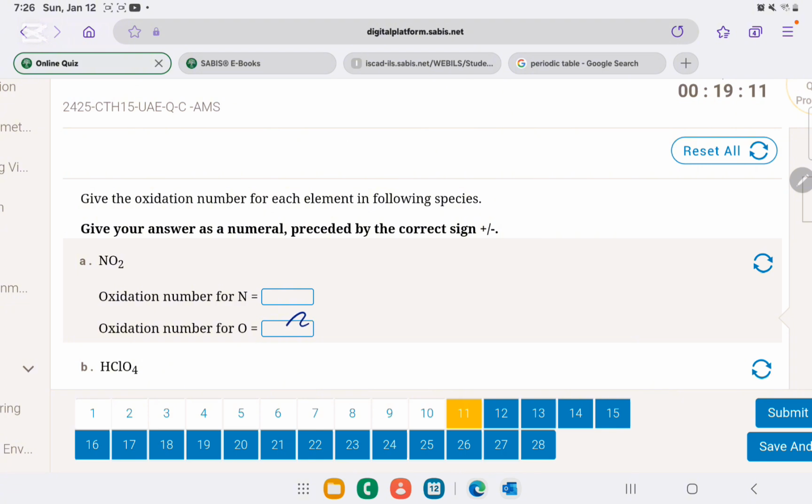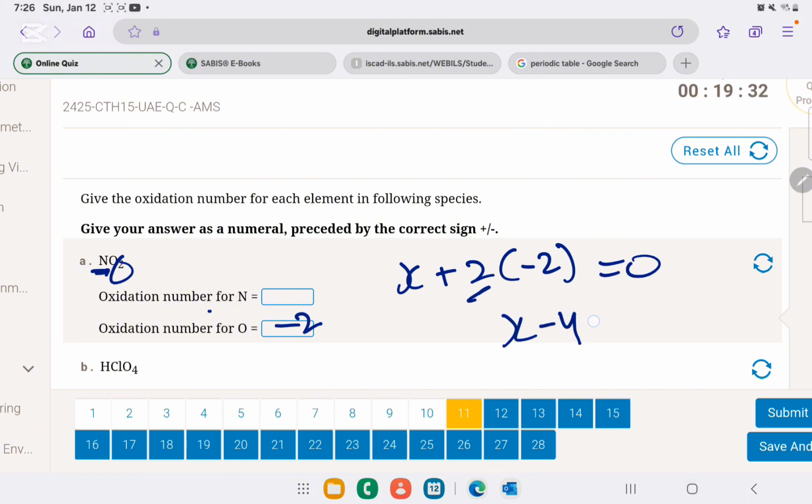Now oxidation numbers. The oxidation number of oxygen is always -2, and nitrogen we need to find. So X plus 2 times -2, where X is the nitrogen we're finding, and I did 2 times -2 because the oxidation number of O is -2 and we have 2 oxygens, and it equals 0. So X minus 4 equals 0, and X is +4.